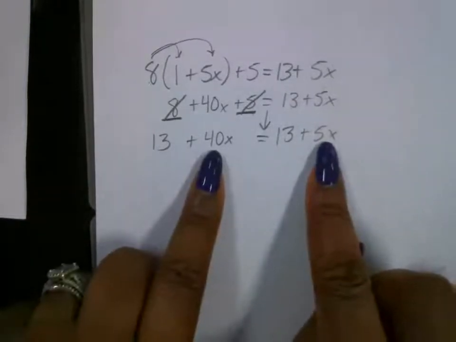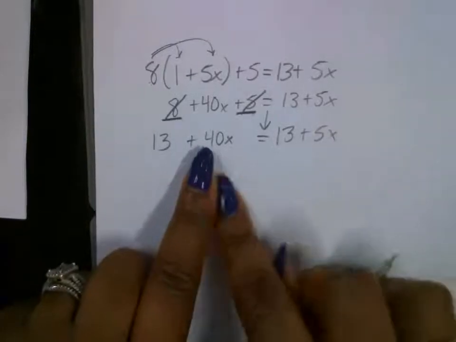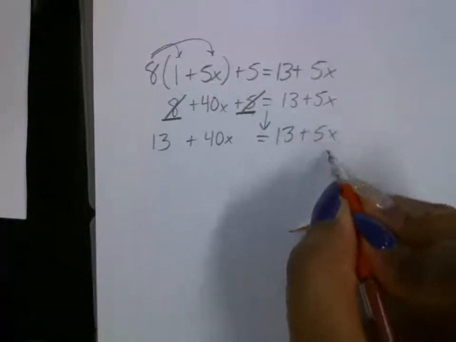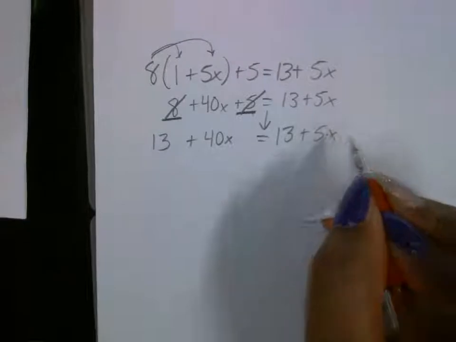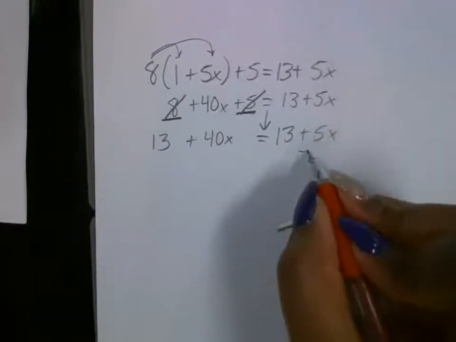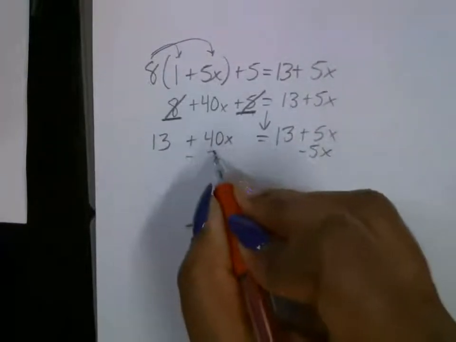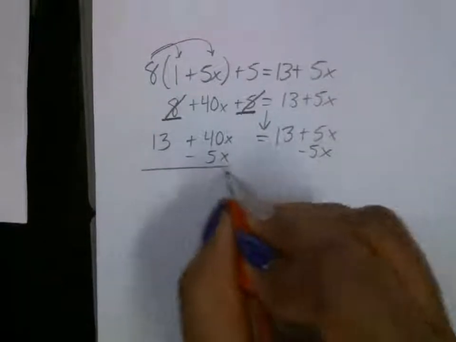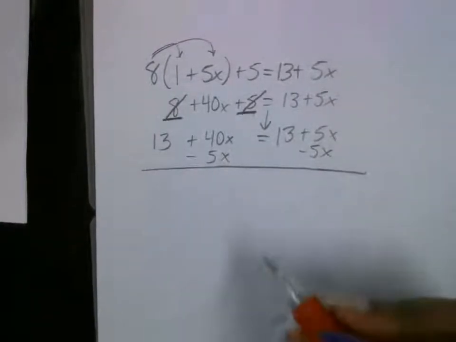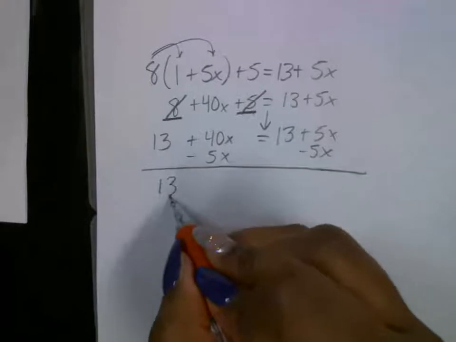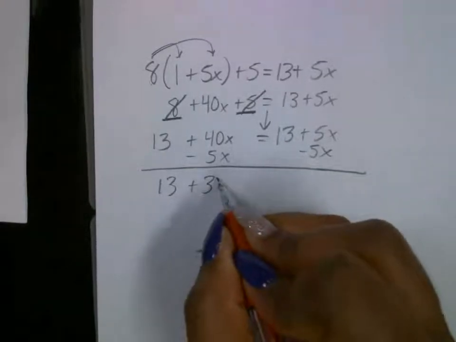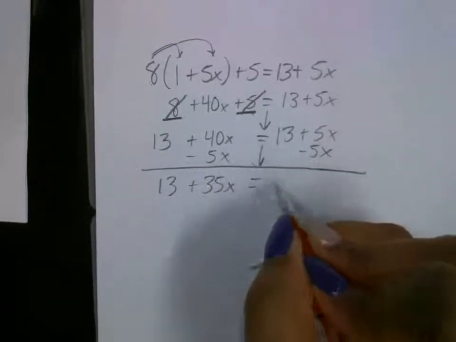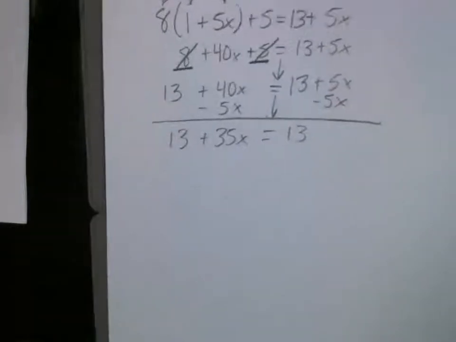Now I'm going to move the variables to the same side. I'm going to move the smaller one over here. So to move a positive 5x from this side to that side, I've got to subtract it to move it. So now on this side, this gives me that 13. This gives me 35x is equal to 13.